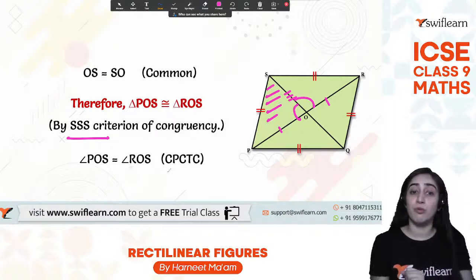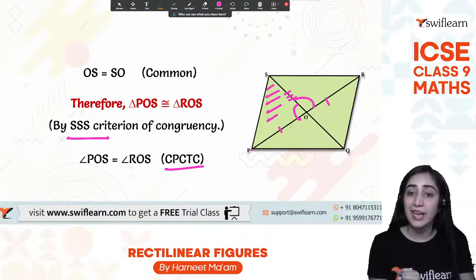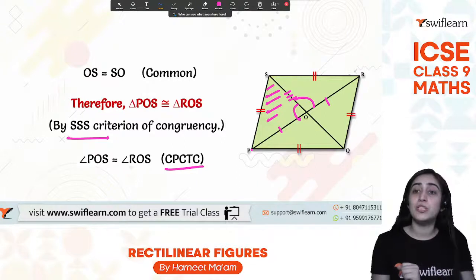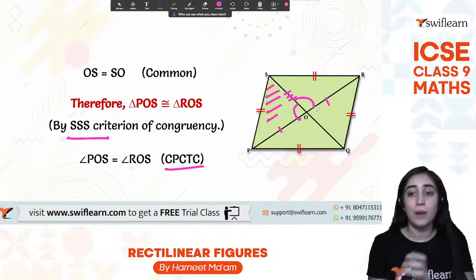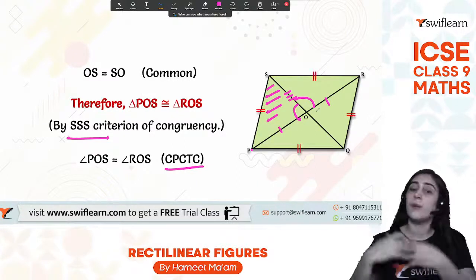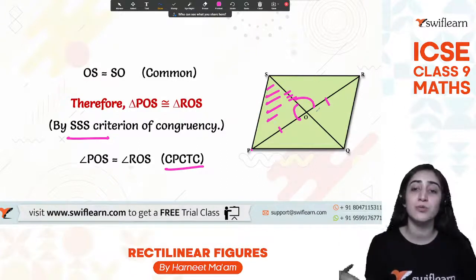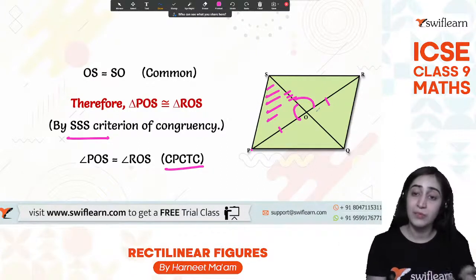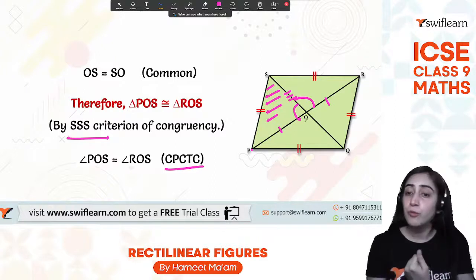Now with this, I can prove with CPCT that angle POS is equals to ROS. आप इसे वे भी कर सकते हो. आप इस साइड के ट्रायंगल्स को congruency prove कर दो तो आपके इस साइड आ जाएंगे. उसमें कोई हार्ड एंड फास्ट रूल नहीं है कि मेरे को इसी साइड के ही प्रूव करने हैं, राइट? सो किसी भी दो पेयर्स को हम इक्वली प्रूव कर सकते हैं.